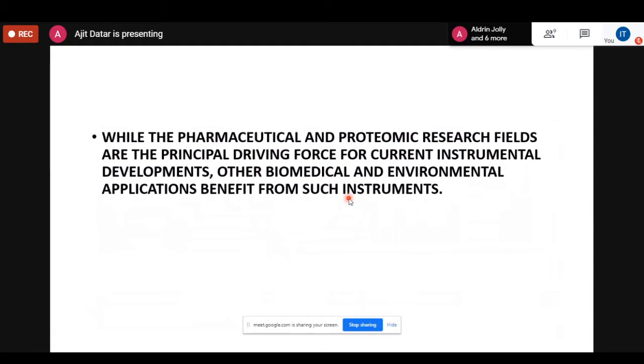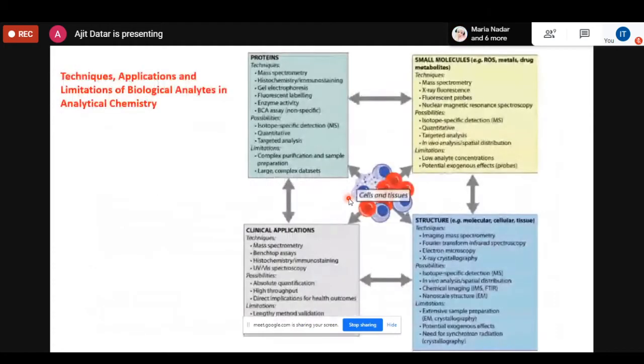So we have to use these instruments in our research, and we have to take benefits out of these instruments for quality research and quality publications when we produce our papers for publication. Well, I'm talking about all different techniques, applications, and limitations of biological analysis in analytical chemistry.